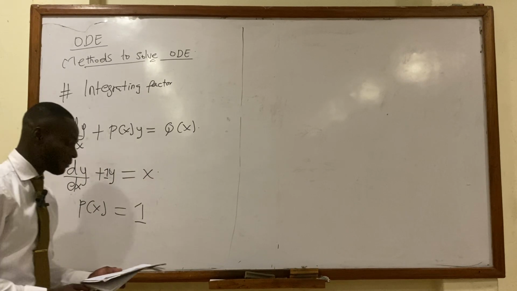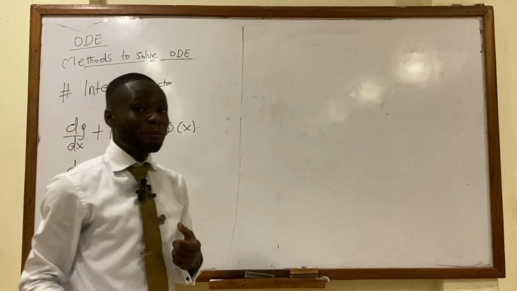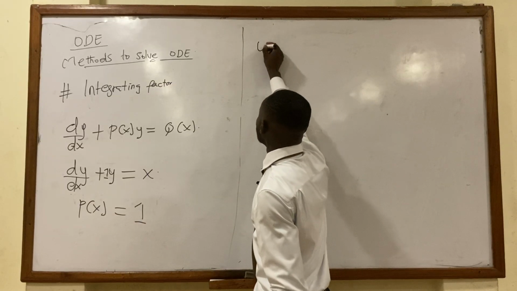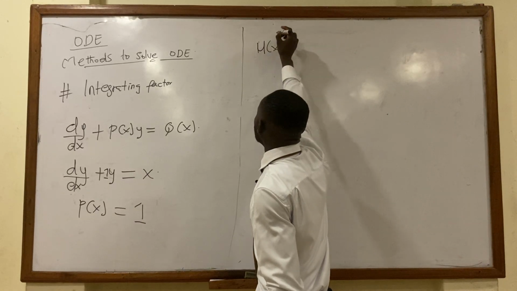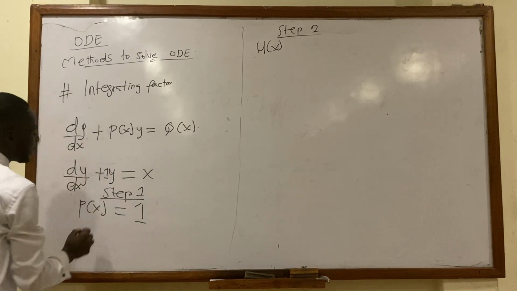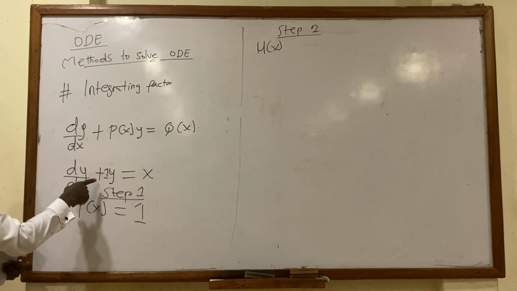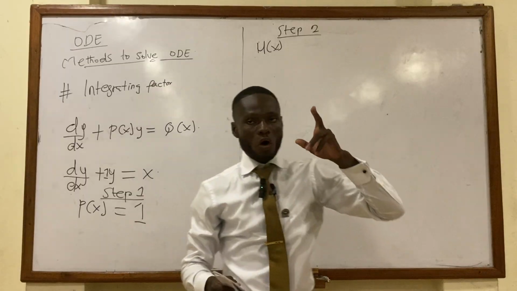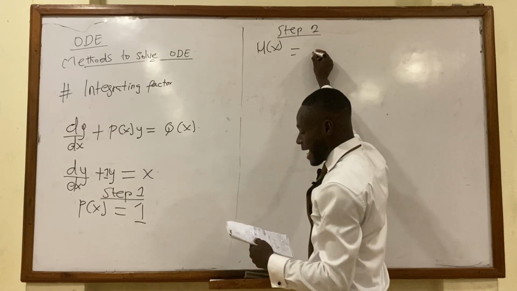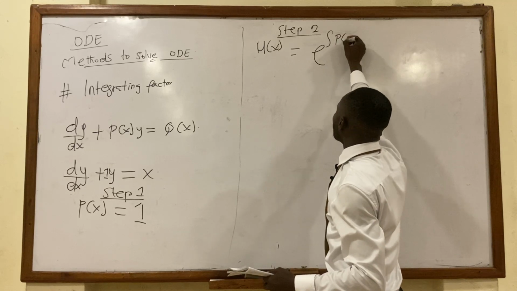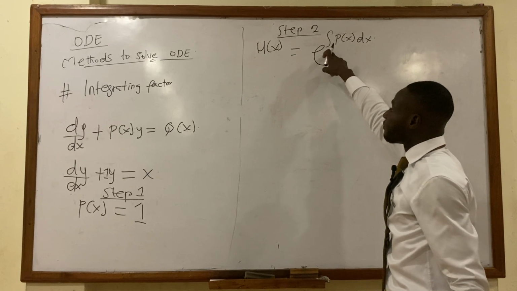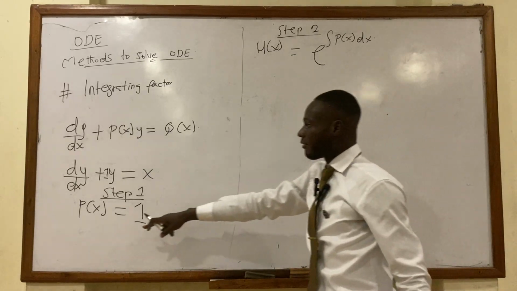And then step 2, we have to identify what we call mu of x. So step 1, you identify your p of x, and the p of x in this function is 1. Step 2, you solve for your mu of x, and the mu of x is giving us the exponential function to the power of the integral of p of x.